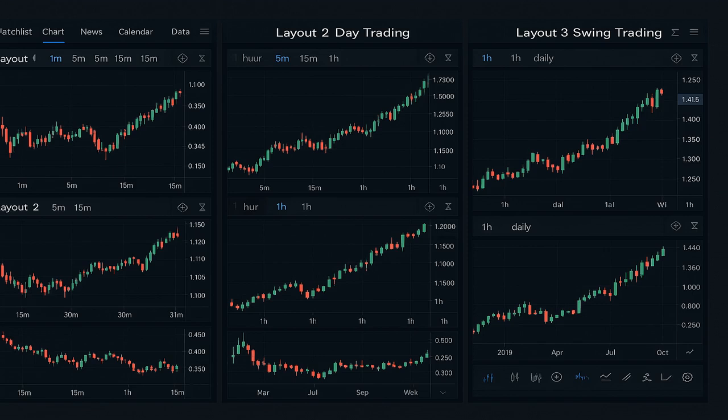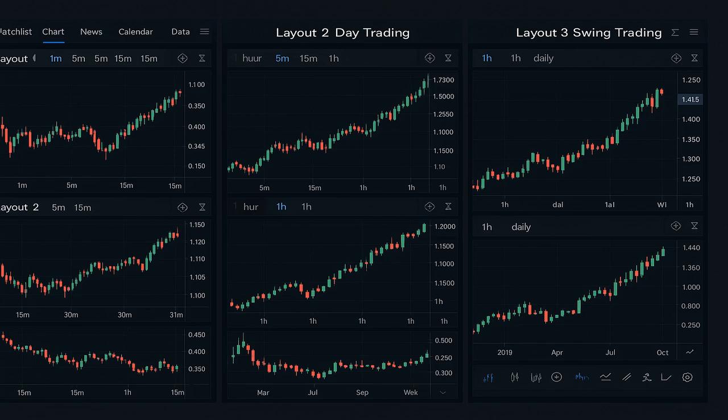Swing trading is the perfect solution for busy professionals. Primary timeframe: daily charts for trend identification. Secondary timeframe: weekly charts for major context. Confirmation timeframe: 4-hour charts for precise entries. With swing trading, you can do all your analysis after market hours and execute orders the next morning. You're not fighting against your schedule, you're working with it.